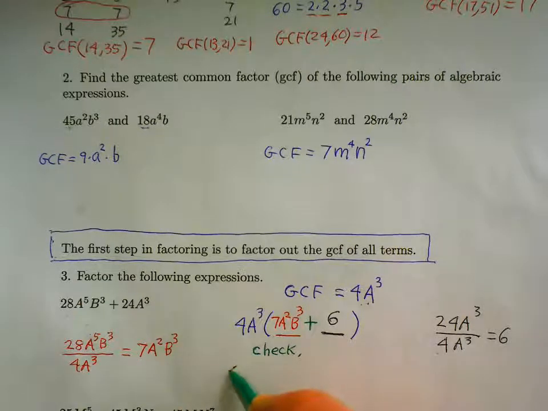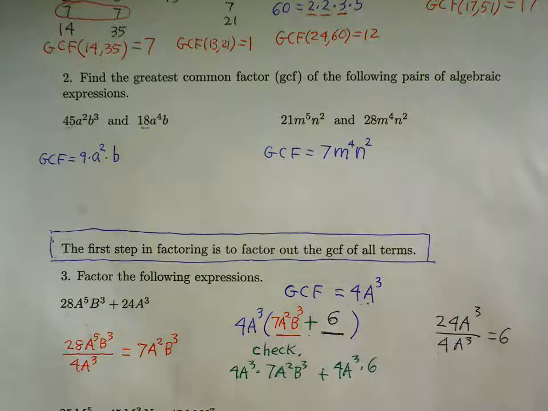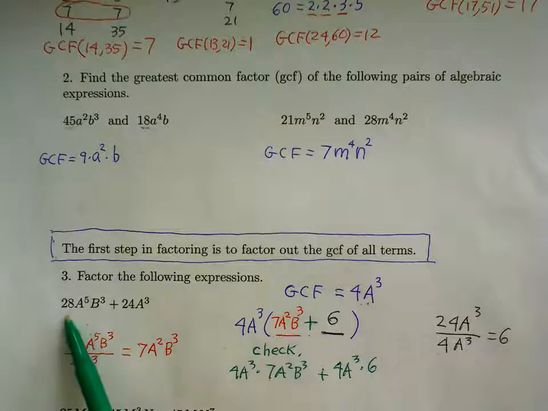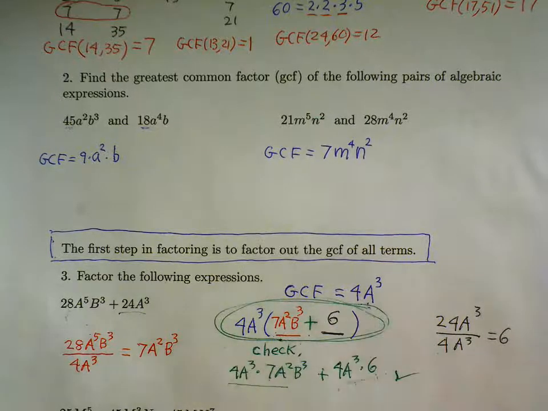So first we multiply 4a to the third times 7a to the second b to the third, and then plus 4a to the third times 6. And we can verify just by looking. 4 times 7 is 28. A to the third times a to the second is a to the fifth, and times b to the third. So that one checks out. And then the other one, 4a to the third times 6. 4 times 6 is 24. So we get 24a to the third, which is the second term. Okay, so that means this is our factorization.